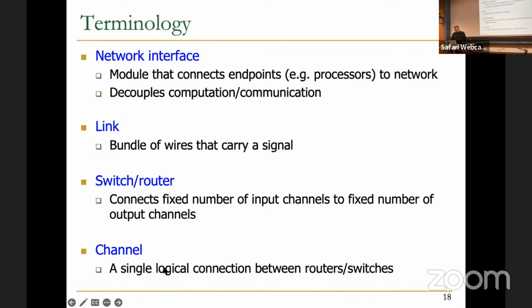So, question? Are these terminologies surprising, or do they make sense somehow?